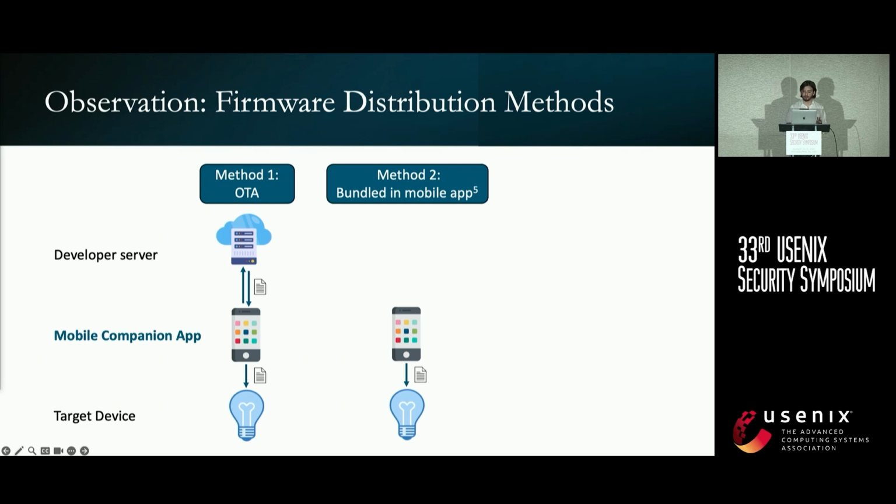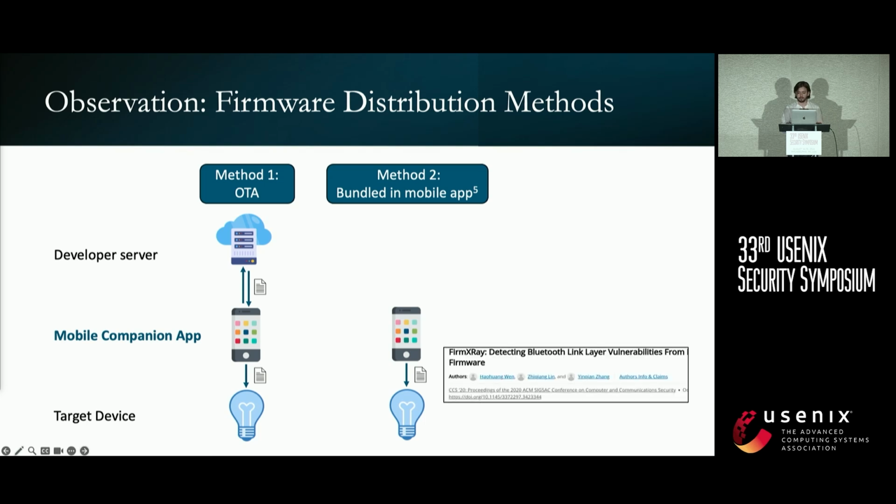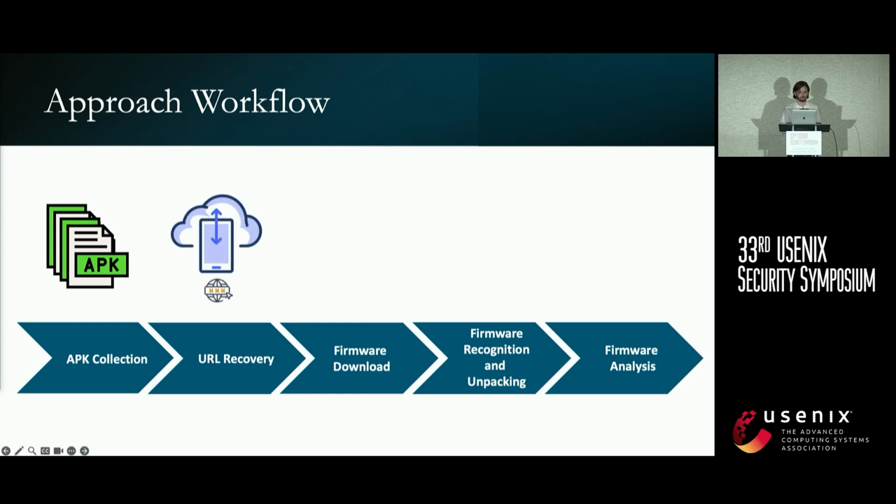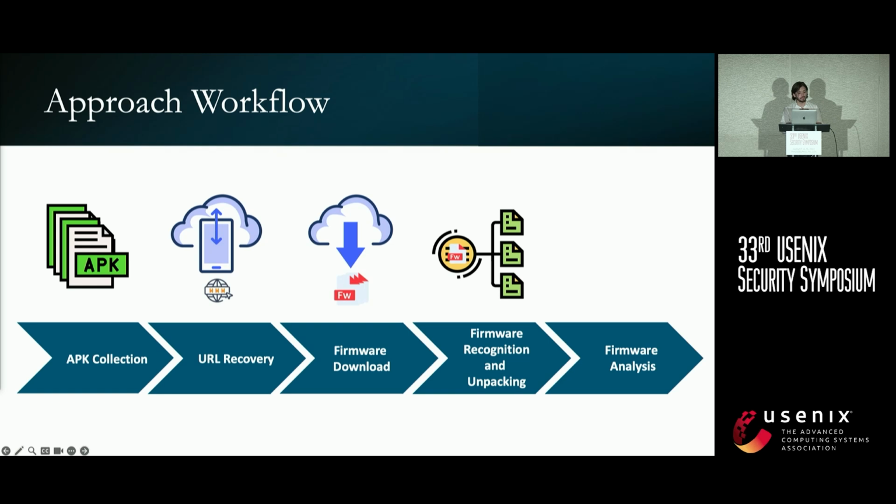Recognizing the companion app's crucial role in the firmware distribution, we focus on collecting firmware by analyzing the app's logic, focusing primarily on the first method, but we also leverage the second method inspired by X-Ray's approach. So this is the high-level workflow of our approach. Step 1, collect a database of APKs that connect to IoT devices. Step 2, recover the URLs to download firmware. 3, download the firmware. 4, identify the bare metal firmware and unpack the information needed to perform the security analysis.